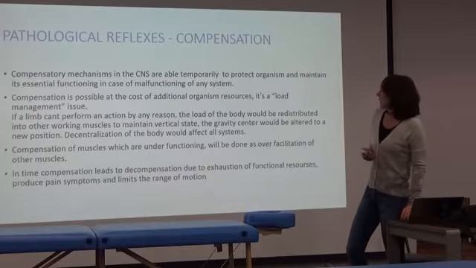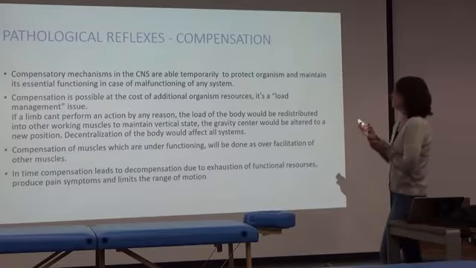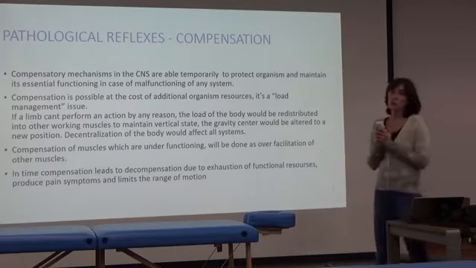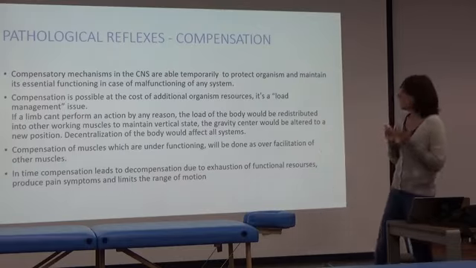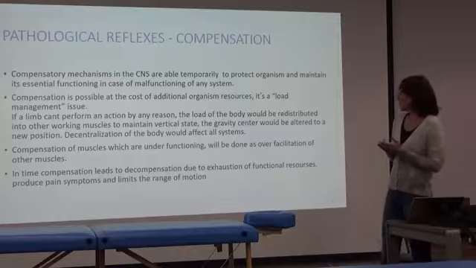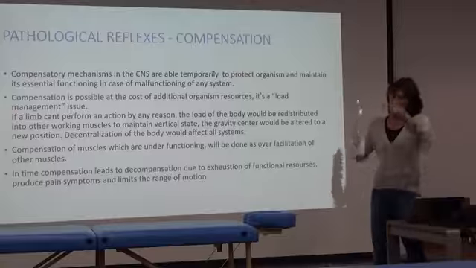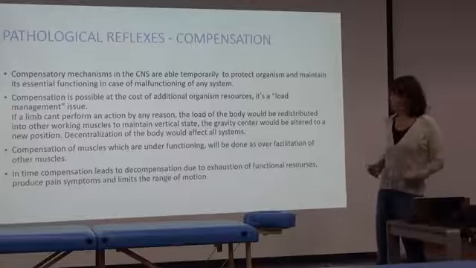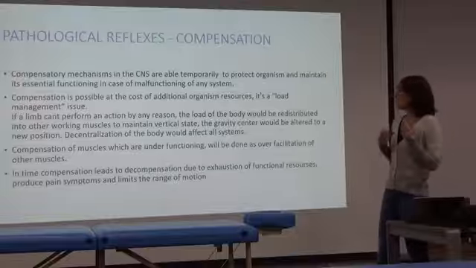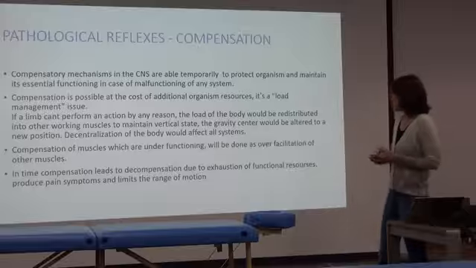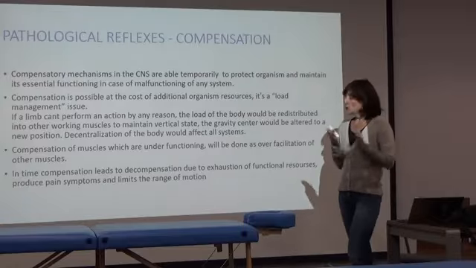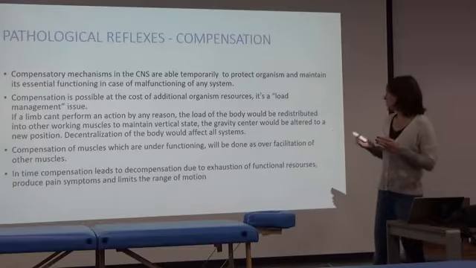Then compensatory mechanisms. Compensation is always possible at the cost of additional resources of the body. It's like a load management issue. If the limb cannot perform an action for any reason, the load of the body is going to be redistributed through other joints, through other ligaments, and other structures will have to work harder to maintain the balance. And this decentralization would affect all systems.